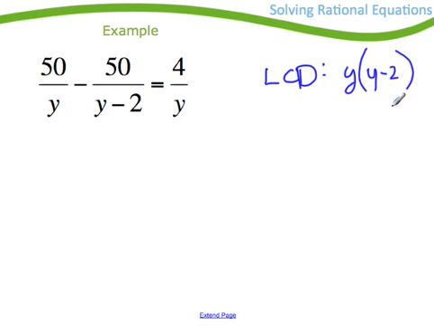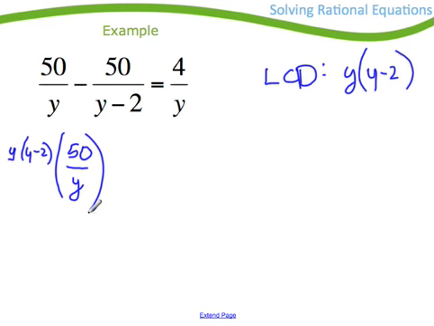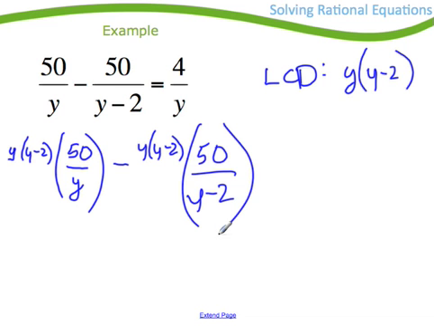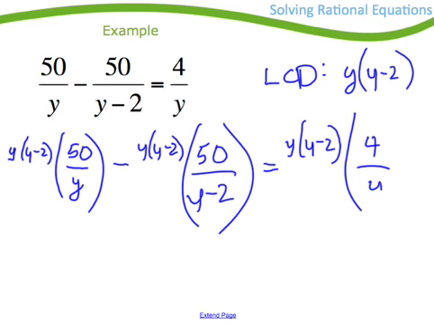Okay, so now I take each term and multiply it by that. So I'm going to do it the long way this time. Y times y minus 2 times 50 over y, minus y times y minus 2, the lowest common denominator, times 50 over y minus 2, is equal to the lowest common denominator again, y times y minus 2, multiplied by 4 over y. Okay, it sort of looks ugly, but now let's look for factors of 1.